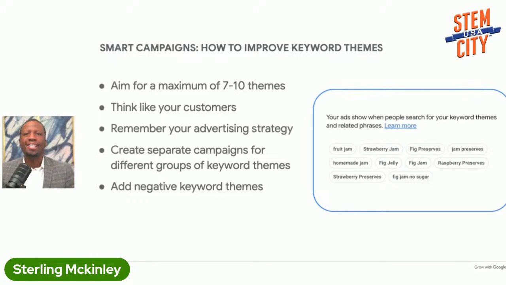Also, think about adding negative keywords. Negative keywords are just keywords that you don't want to bid on. So if you're running ads about strawberry jam, you don't want to bid on peanut butter. It's related, but you're not bidding on peanut butter. So peanut butter would be a negative keyword theme. If somebody types in peanut butter, then that would make sure that your ad does not show up.